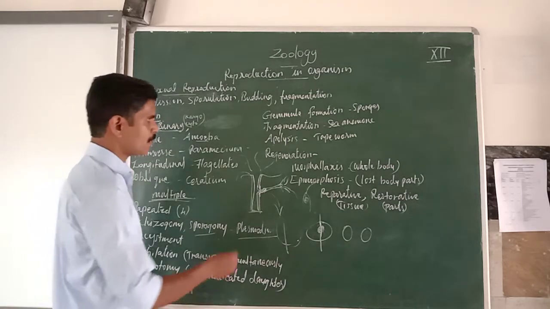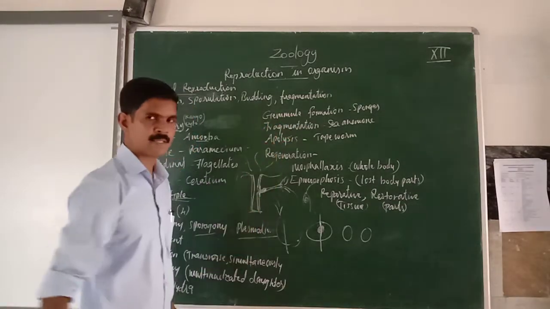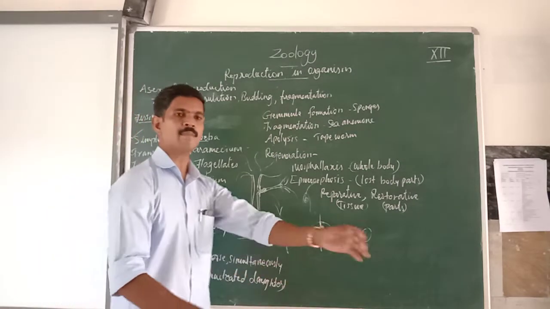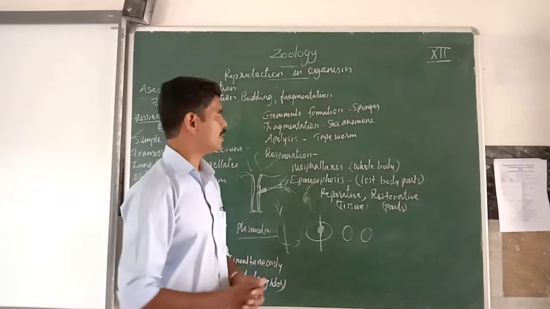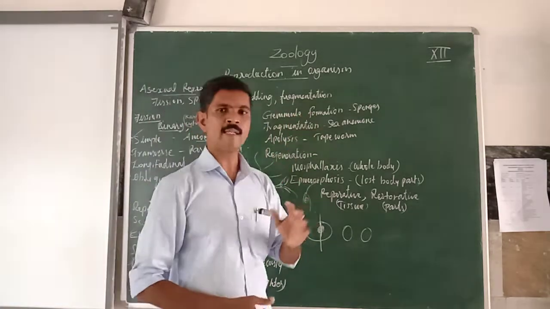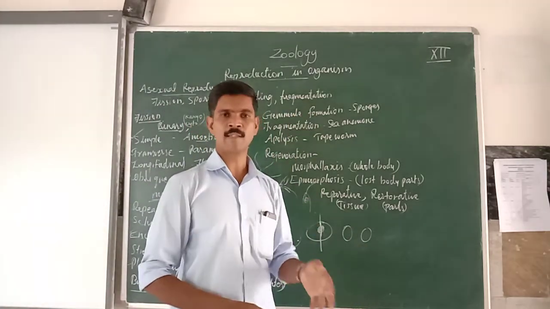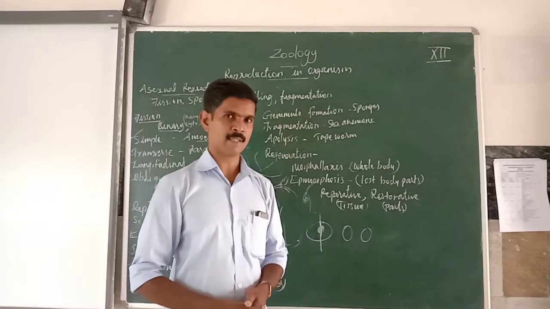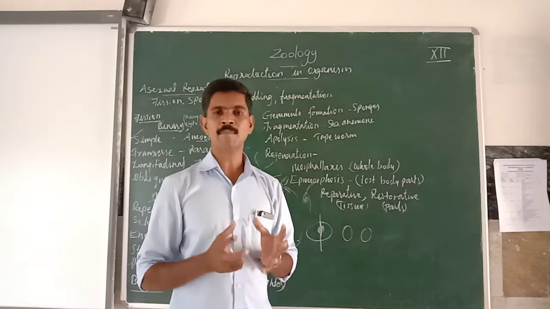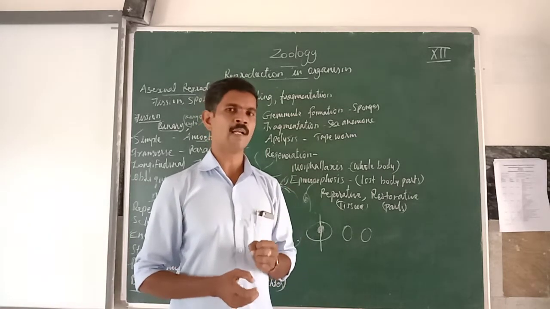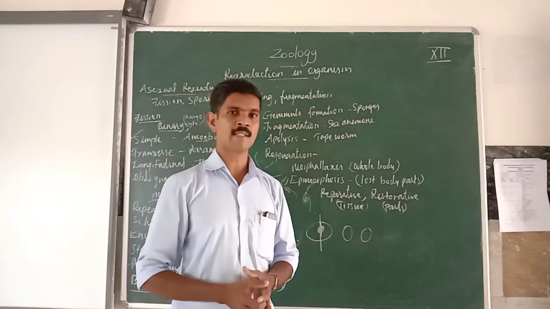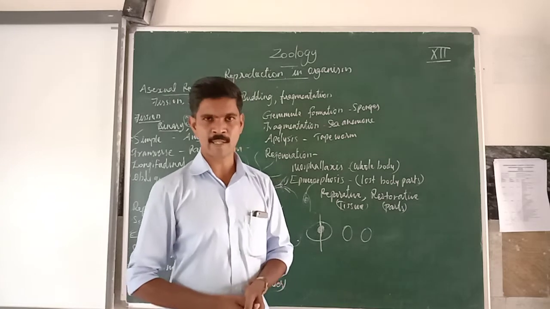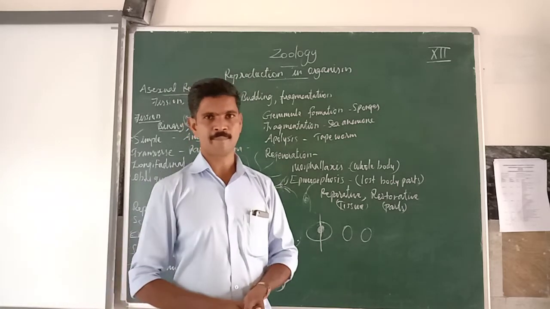Then next one is gemule formation. Gemules are a type of endogenous buds. We can see this type of gemule formation in sponges, in freshwater sponges and also in marine water sponges. Understand? The sponges produce very hard ball-like structures inside the body. Hundreds of small ball-like structures or buds are produced inside the body of the sponges.